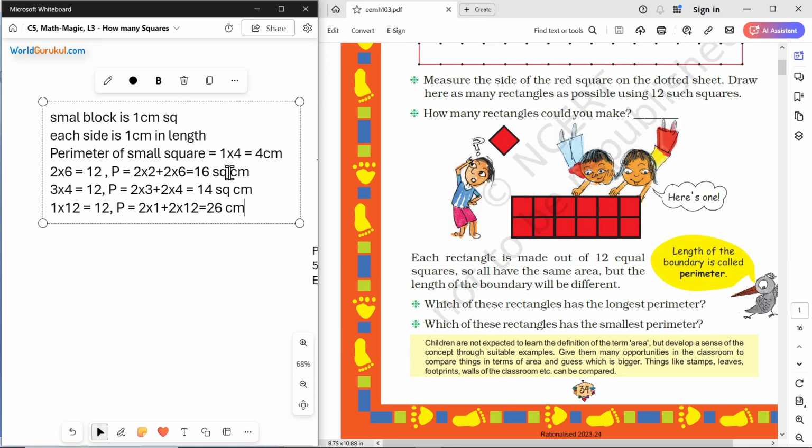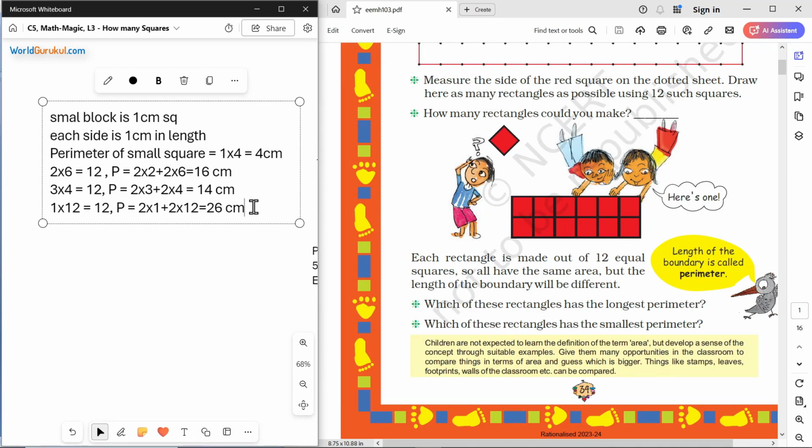Sorry, earlier I put it as a square centimeter. No, that is centimeter. The perimeter is the length. Length is in centimeter, and this is area. This is square centimeters. That is the area. And this is perimeter. Right?